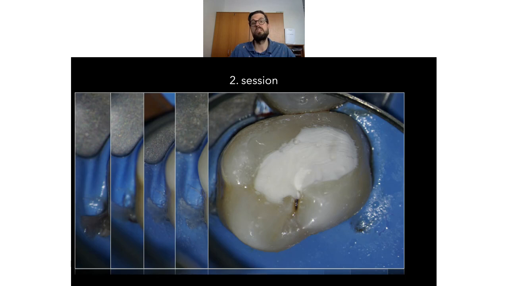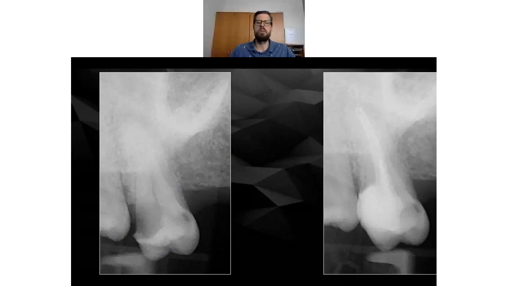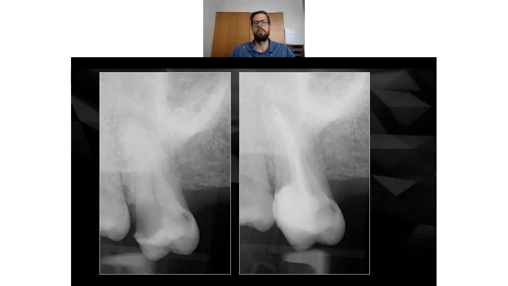So now you can leave it like this for a time. Then take a bur and bur down a little bit, 2 millimeters, and you can cover it with composite, or you can prepare it for a crown, for a bridge. As in this situation, you see that there is a decay on the mesial side of this tooth, but we did it afterwards. So you see here the root fill, and the patient is okay.